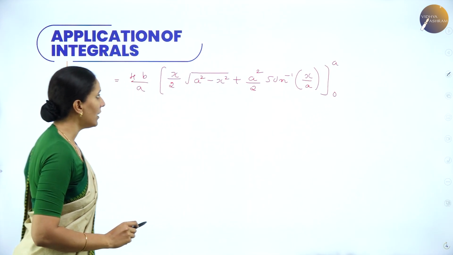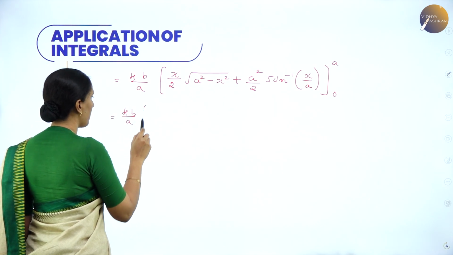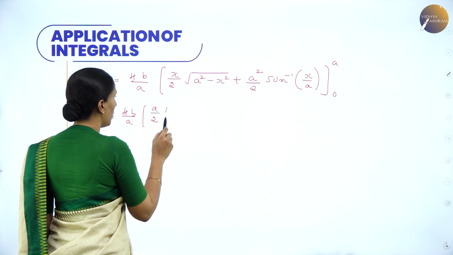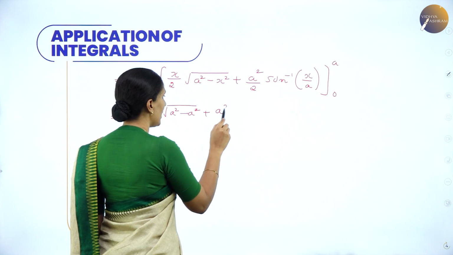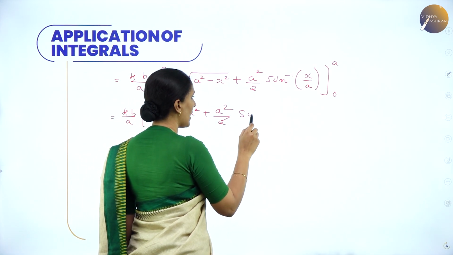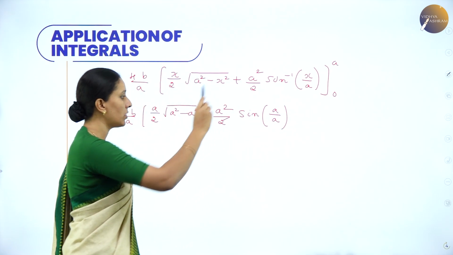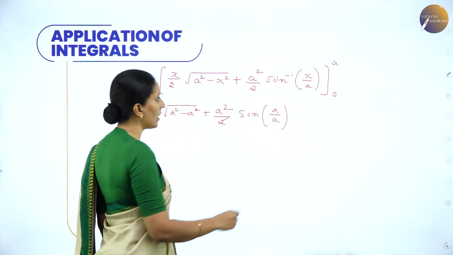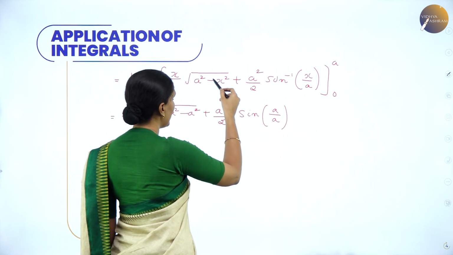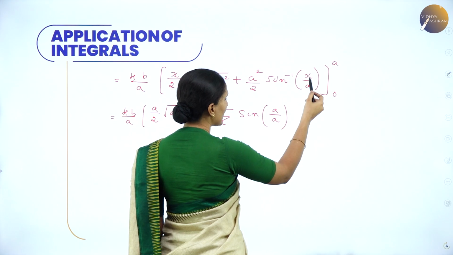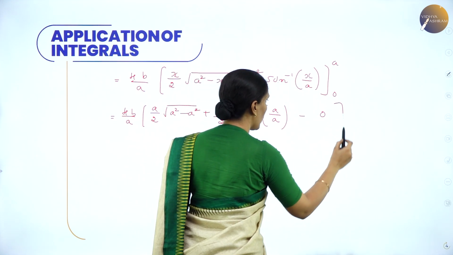Now let us apply the upper limit. So we have 4b by a, a by 2 root of a square minus a square plus a square by 2 sine inverse a by a. Wherever you have x, you will just substitute it as a. Now clearly if you apply 0 here, x as 0, this entire thing is 0. And if you put x as 0 here, sine inverse 0 is 0. So the lower limit value is 0 only.